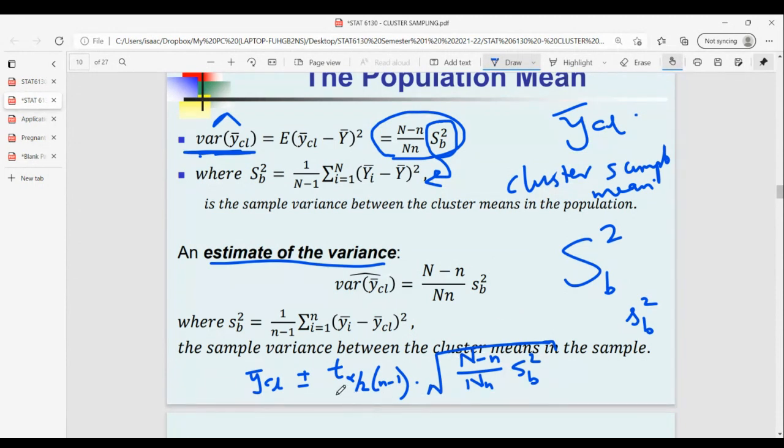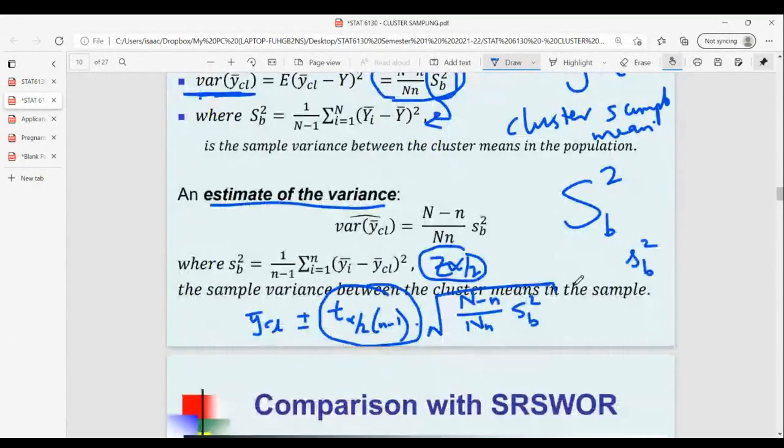If n is large, and most of the time n is large, this value here could be replaced by z alpha on 2, or 1.96. In fact, most textbooks I've looked at just ignore this and just use the z value once n is large.